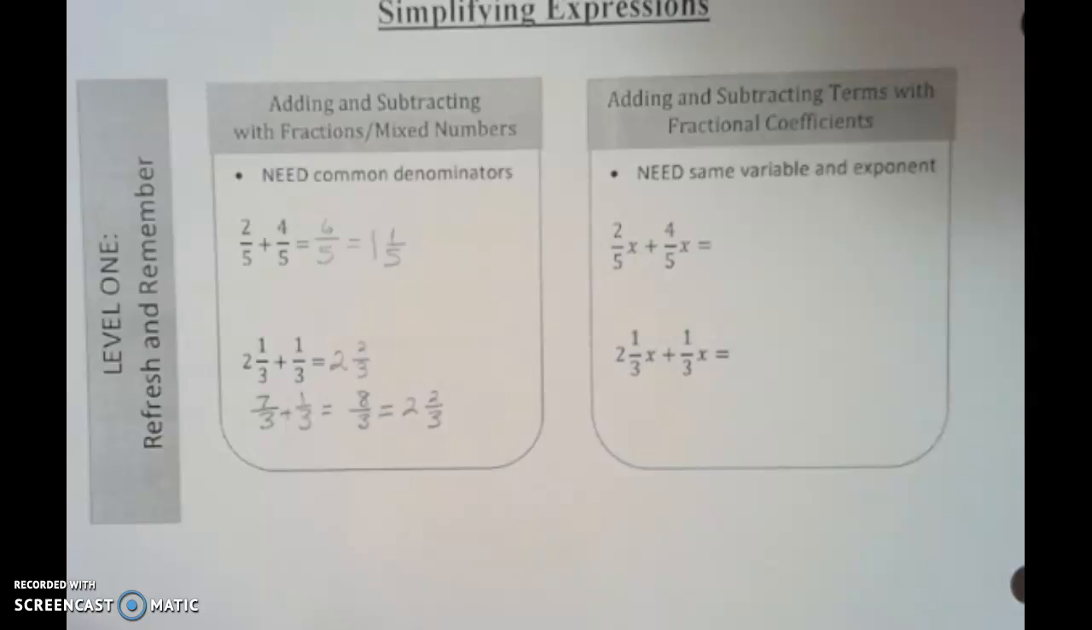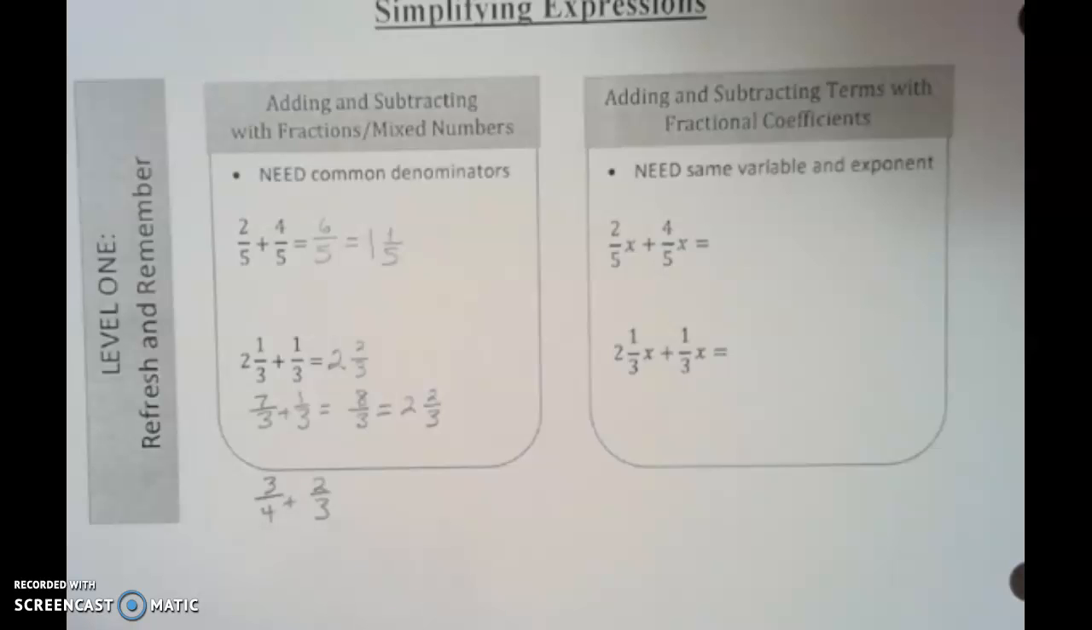Okay, I want to do an additional method that isn't in here. I want to show when the denominators are different, like if I did 3/4 plus 2/3. The first thing that you would have to do here is get common denominators. Okay, so if I have fourths and thirds, my common denominator would be a 12, so I'm going to rewrite each fraction so that the denominator is a 12. 4 times 3 is 12, so 3 times 3 is 9. 3 times 4 is 12, so 2 times 4 is 8.